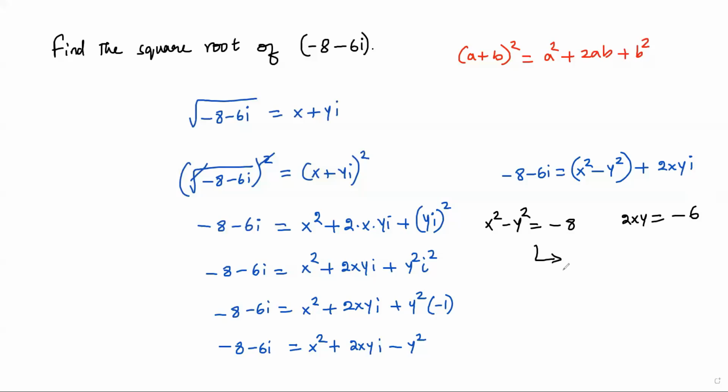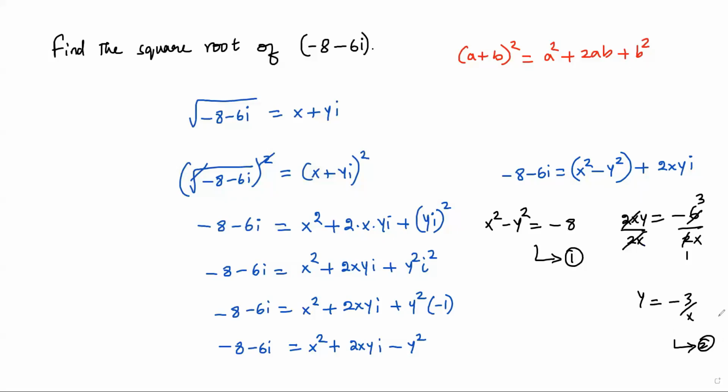We can take x squared - y squared = -8 as one equation. Here you can solve for either x or y. I'm going to solve for y in the other equation, 2xy = -6. For that, I have to divide both sides by 2x. The 2x will cancel, and 2 goes into 6 thrice. I get y is equal to -3 over x. I assume this is the second equation.